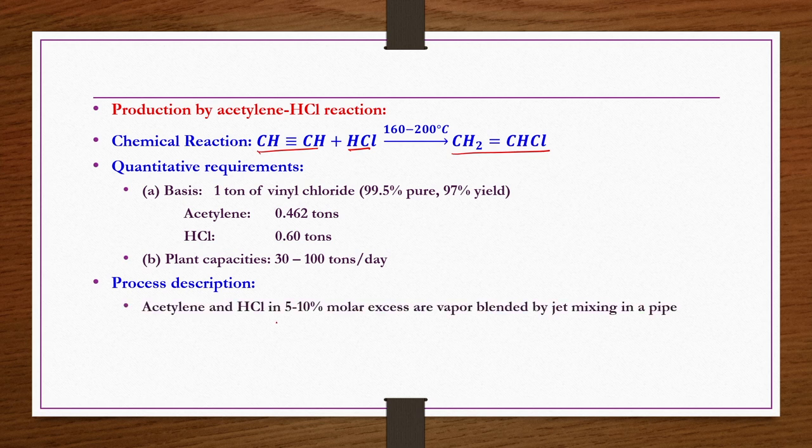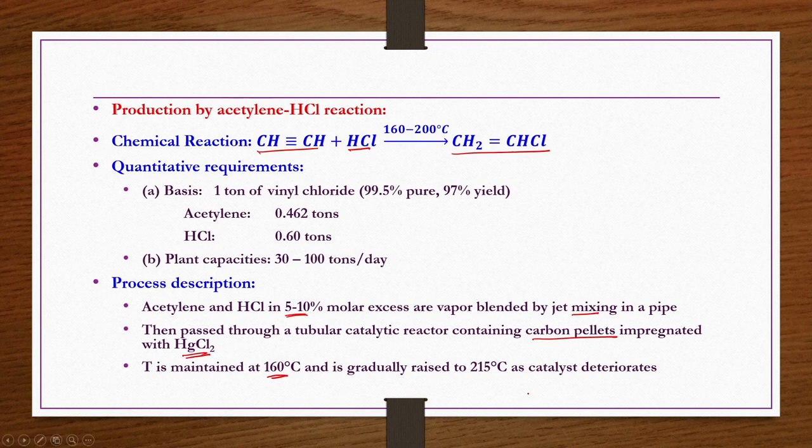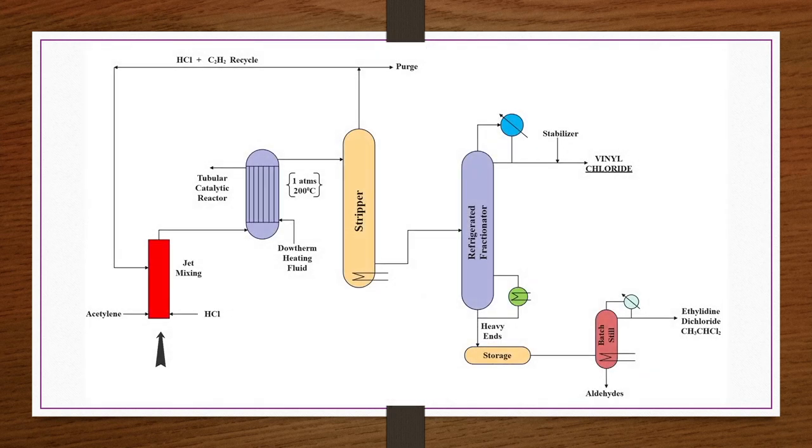Process description: acetylene and HCl in 5 to 10% molar excess are vapor blended by jet mixing in a pipe, then passed through a tubular catalytic reactor containing carbon pellets impregnated with mercury chloride. Temperature is maintained at 160 degrees centigrade and gradually raised to 215 degrees centigrade. The temperature should not go beyond 215 degrees centigrade, as the reaction temperature is between 160 to 200 degrees centigrade. Why can we not go beyond this temperature? Because catalyst deterioration takes place, as these catalysts are nothing but carbon pellets impregnated with mercury chloride.